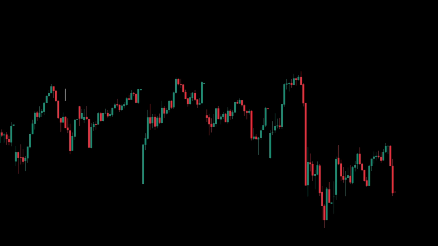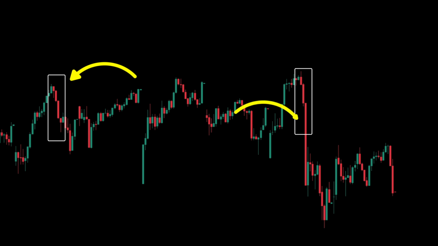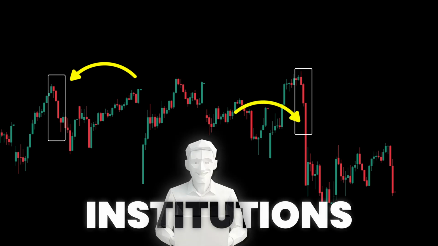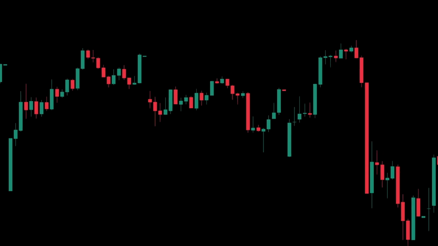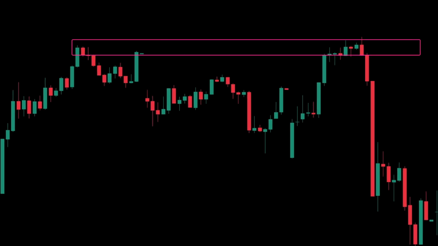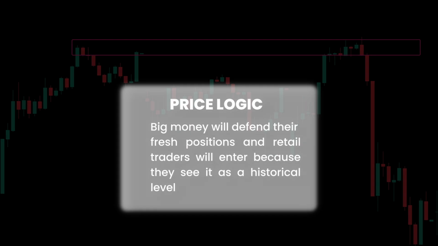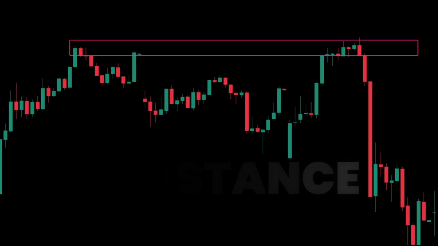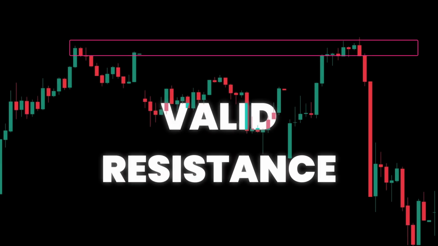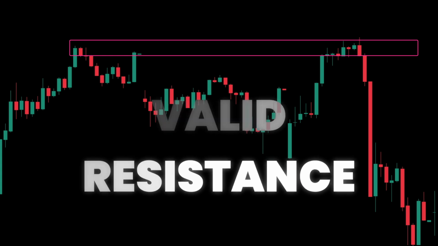If you observe, you will notice price moves very sharply near swings. It happens because big money or traders have entered the market at these levels, and that makes these zones important for consideration. Now see, if the market again starts approaching this level, what will happen? Big money will defend their fresh positions, and retailers will start piling up as they missed the earlier opportunity, and they will see it as a historical level. Consequently, this level will be respected and resistance will sustain.